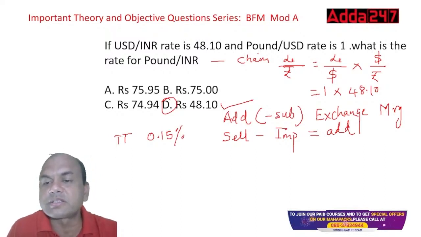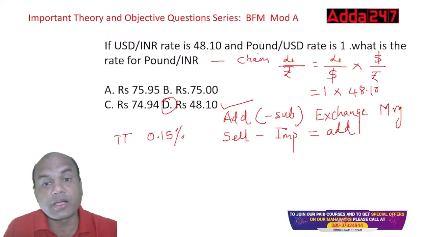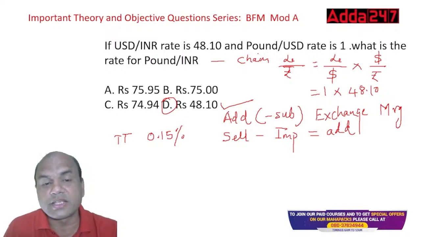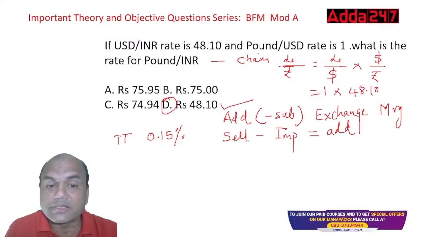Now find the rate. TT margin is 0.15%. So what will you do? This rate which you get, you'll first find out the TT margin, 48.10 into 0.15%. Let me solve this problem now, because in CAIIB you get higher level problems. So 48.10 into 0.15%. Percent means divided by 100, so it will be 0.0015.